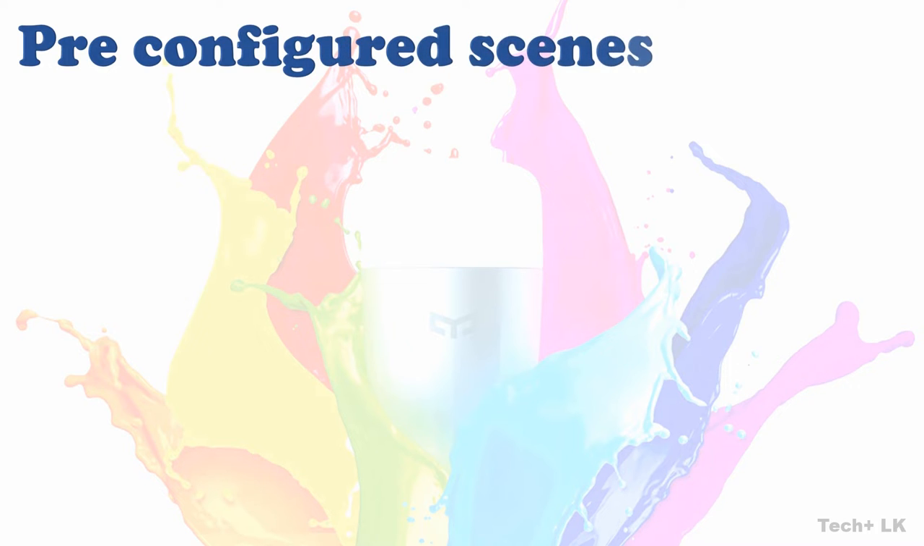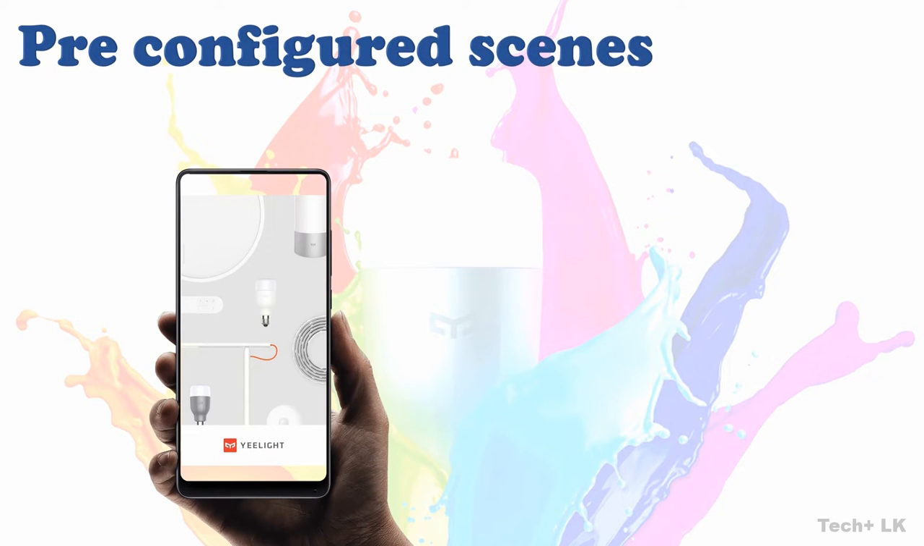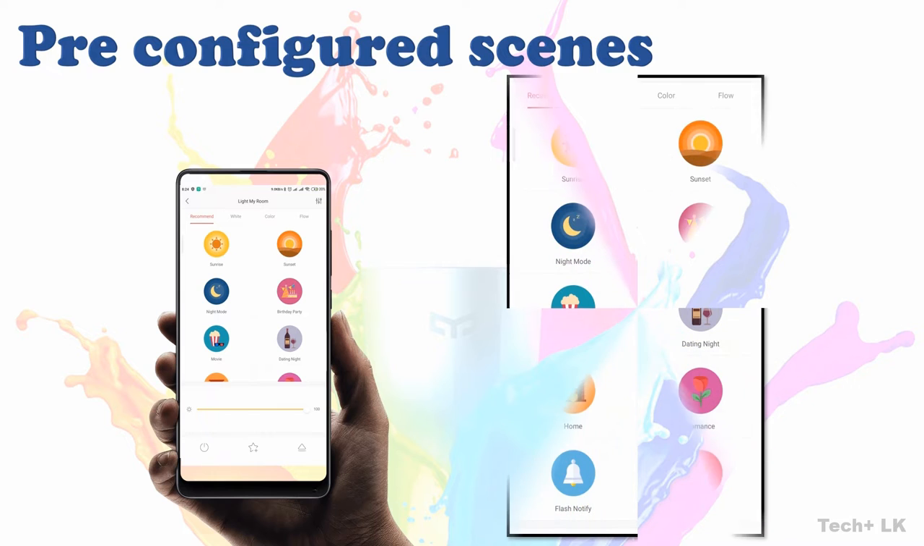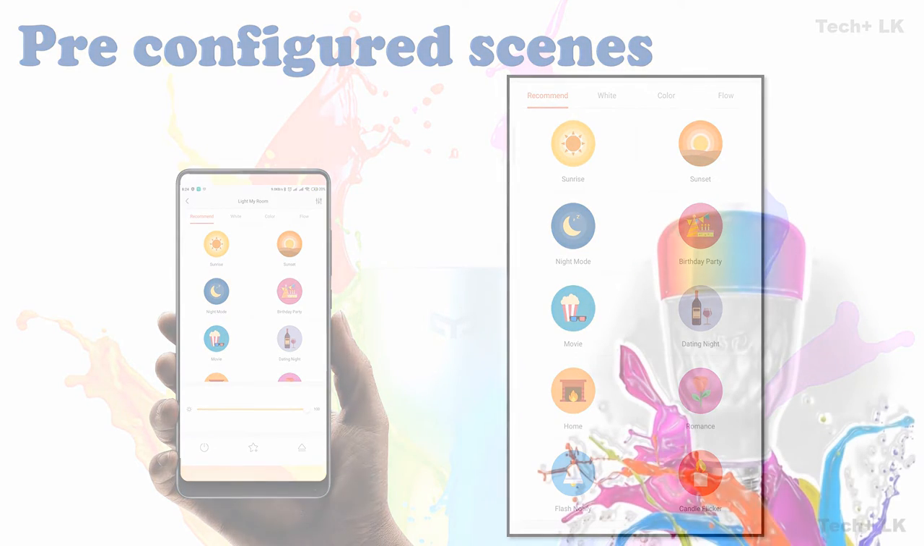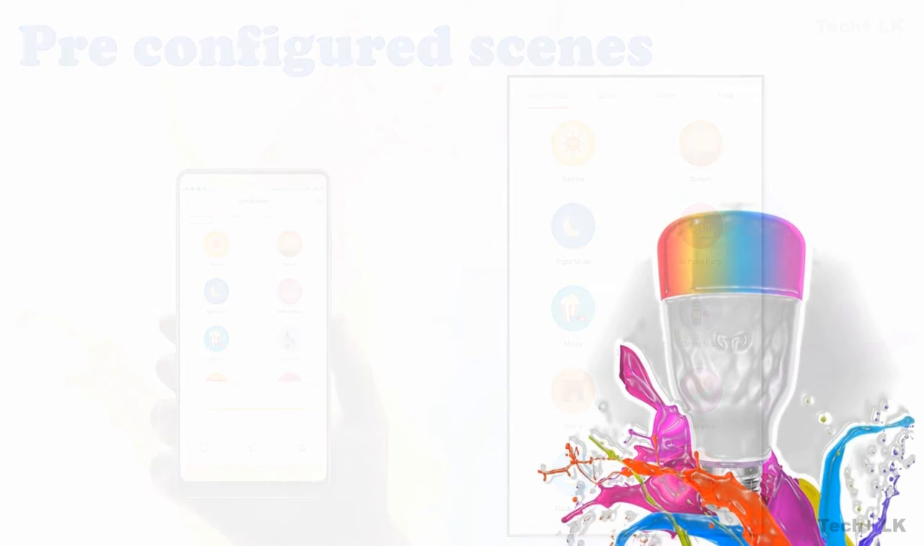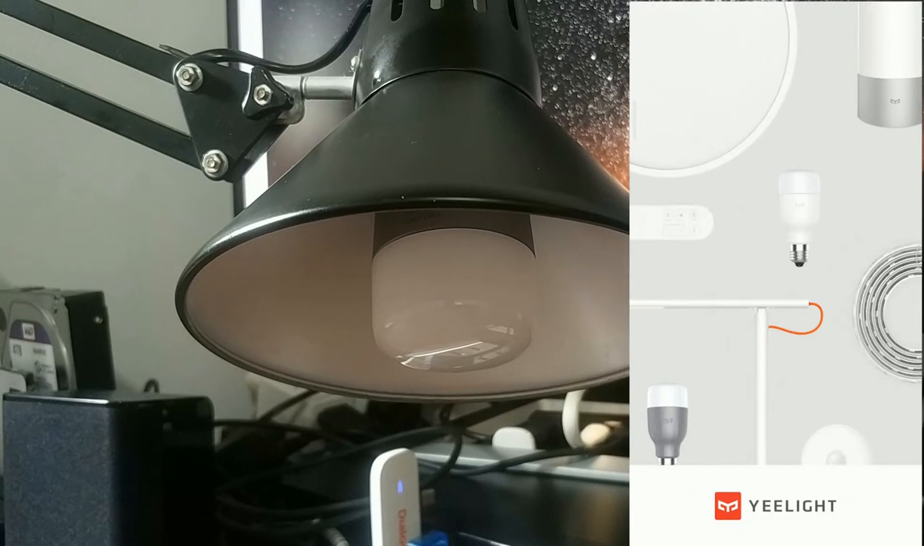With the Yeelight application, we can see pre-configured scenes, as you can see when you open the application. We can list out all the scenes, such as sunrise, sunset, night mode, romance, and likewise, each scene configured to light according to the scenario described. Here I will walk through the scene modes which you can use with the Yeelight bulb.